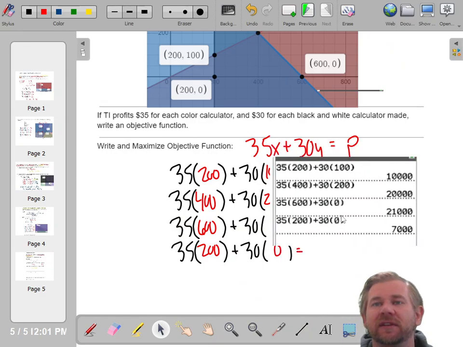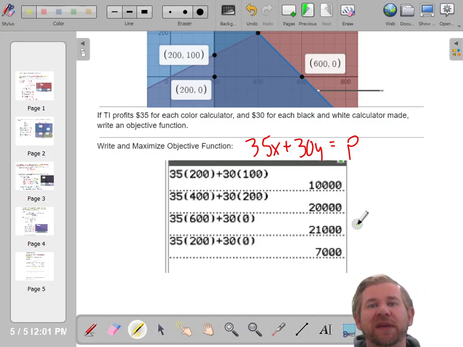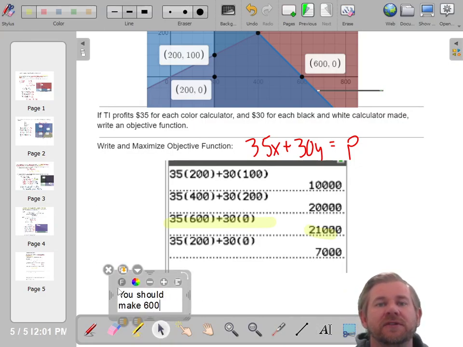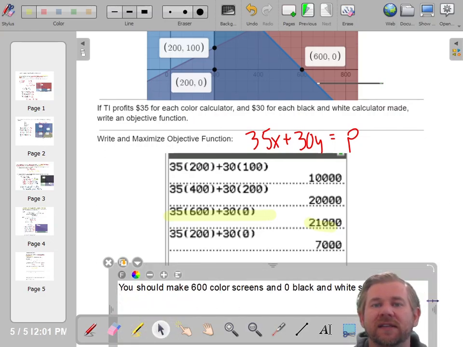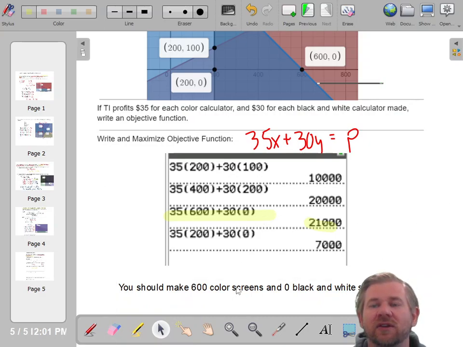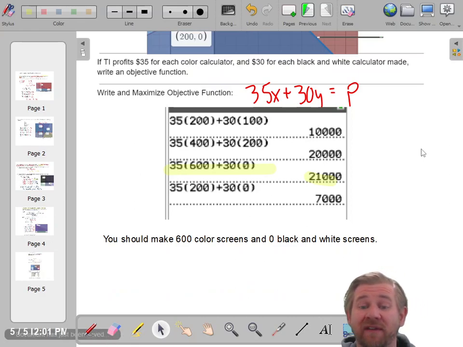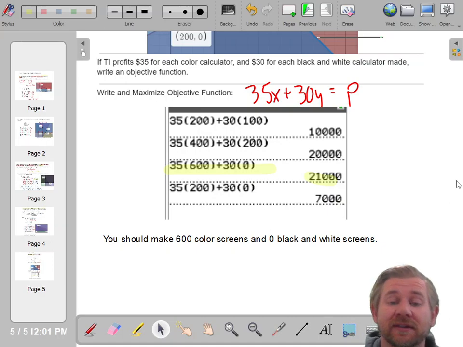All right, so if you want to maximize profit, here's my updated thing. I test all my vertices, and it's like, how do you maximize profit? The biggest number is right there. How do we maximize profit? You should make 600 color screens and 0 black and white screens, because X is 600. So again, we don't need to make black and white screens anymore. We make more profit on the color screens. Let's just make only color screen TI calculators at this point.